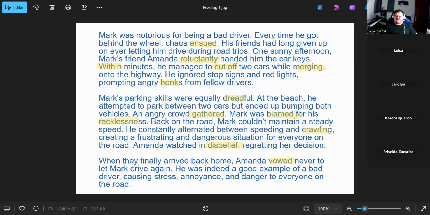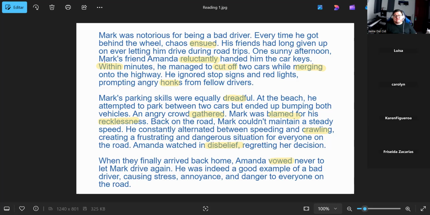When they finally arrived back home, Amanda vowed never to let Mark drive again. He was indeed a good example of a bad driver, causing stress and annoyance and danger to everyone on the road.